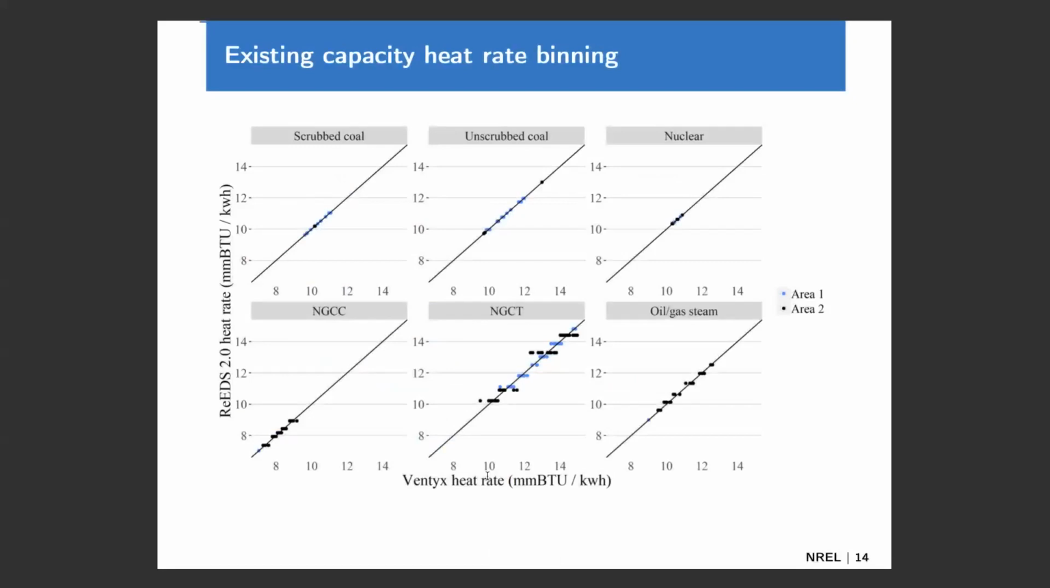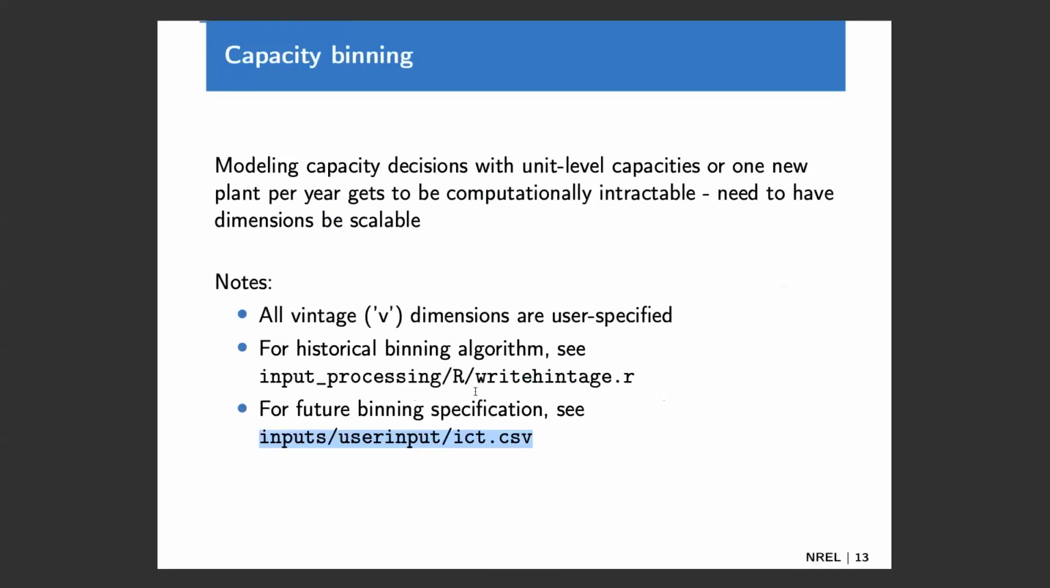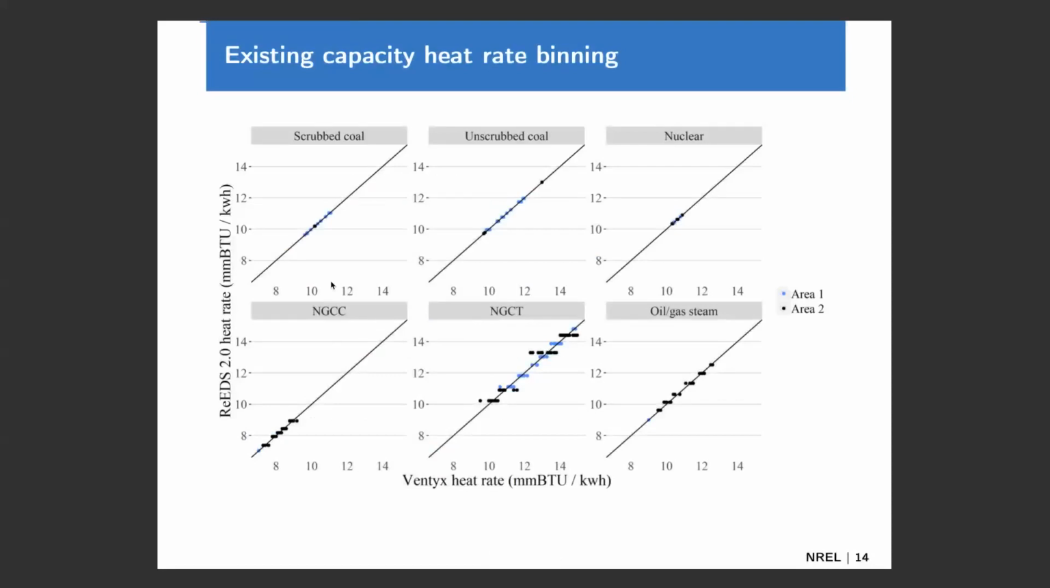So this write_hintage.r script, what that is doing, I have a plot here of different technologies, and the x-axis represents what was the Ventex heat rate, but which now could be the EIA NEMS heat rate. What this represents is the original heat rate coming from the raw data file. And what these ReEDS 2.0 heat rates are, those are the post-processed or aggregated or clustered set of heat rates for each of these units. So each one of these dots represents a unit, and I can see then that the Ventex heat rate, let's say for a natural gas CT plant, was around 10 for these guys.